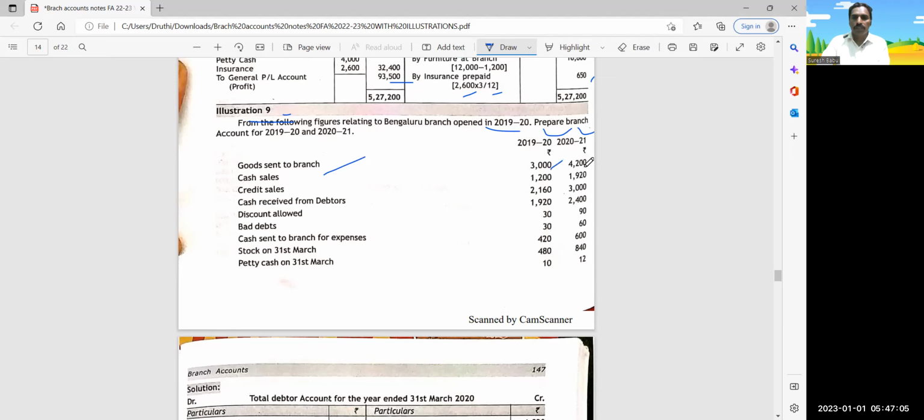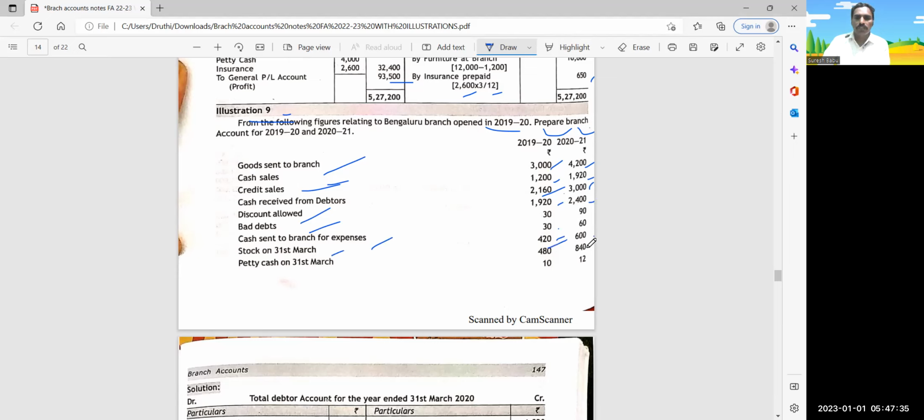Goods sent to branch 3,000, 4,200. Cash sales 1,200, 1,920. Credit sales 2,160, 3,000. What does it mean? Credit sales being given means either we need to prepare the total debtors account or memorandum debtors. That is a hint. Discount allowed is to be credited to the debtors account. Bad debts, again in the debtors account. Cash sent to branch for expenses 420 and 600. It is to be debited.